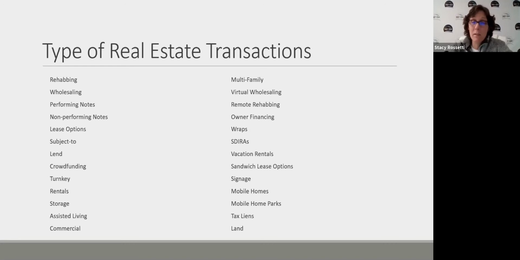You might be marketing for a house that you can rehab, and in the end, you find a duplex or a quad that you can buy, or you might find somebody that wants to owner finance it to you. So ultimately, your goal is to learn as many of these types of transactions as you possibly can, because you want to be able to do something with every single type of deal that comes across your plate.